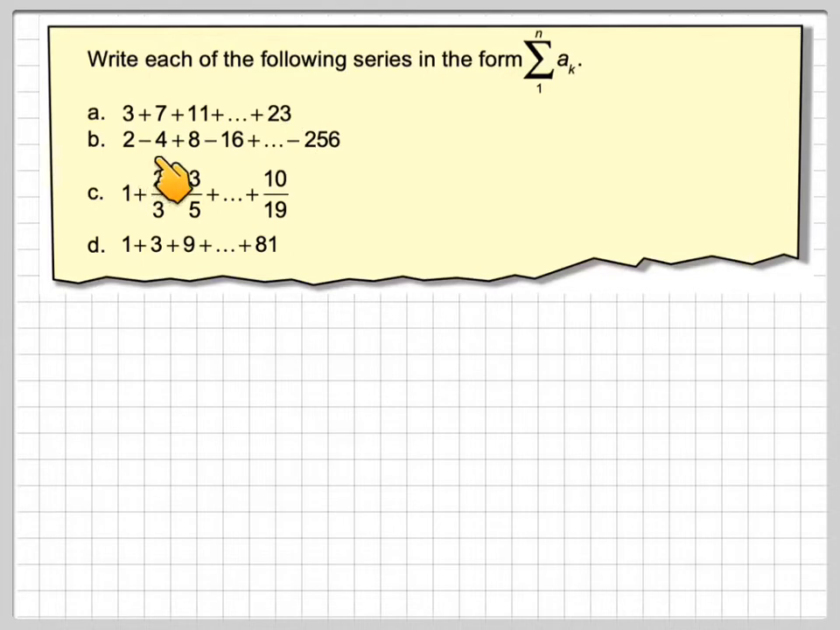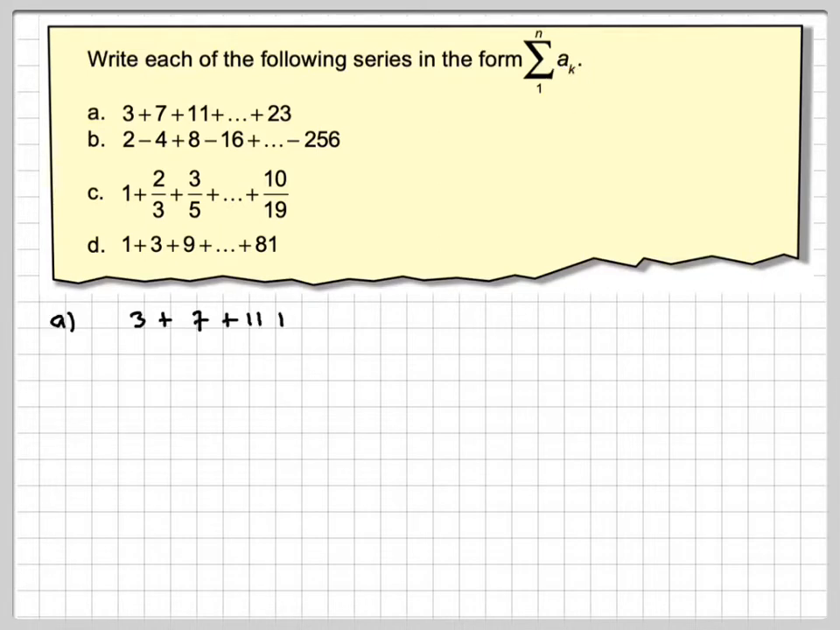We've got 2 minus 4 plus 8 minus 16 to minus 256. And we've got 1 plus 2/3 plus 3 over 5 plus 10 over 19, and finally we've got 1 plus 3 plus 9 plus 81. Now, if you've done arithmetic sequences and geometric sequences before this, you might find it useful when having to write these in sigma notation.